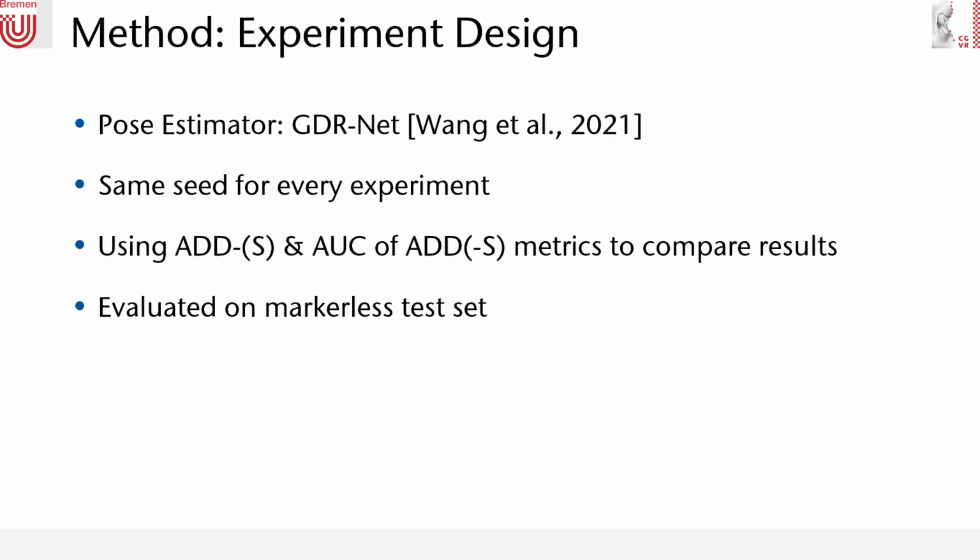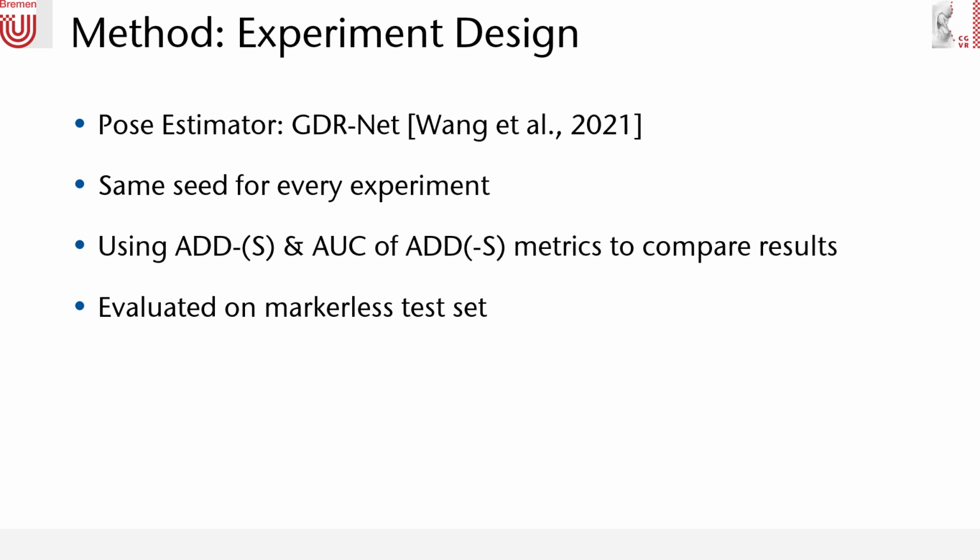We train a state-of-the-art pose estimator, GDRNet, with its standard parameters. To allow for a fair comparison, we use the same seed for every experiment. To compare results, we use the ADD-S metric, which is the average distance between model points of the ground truth and predicted pose. We always evaluate on markerless test sets.